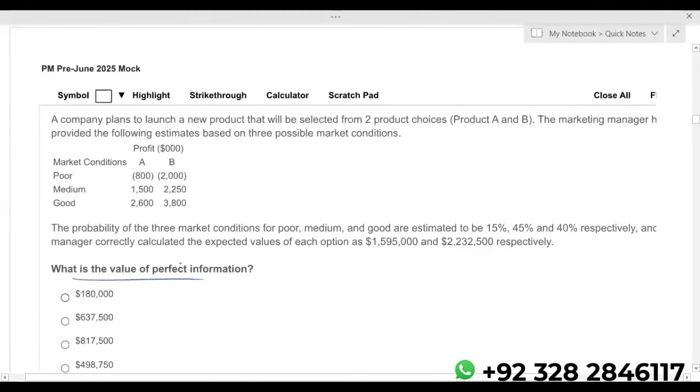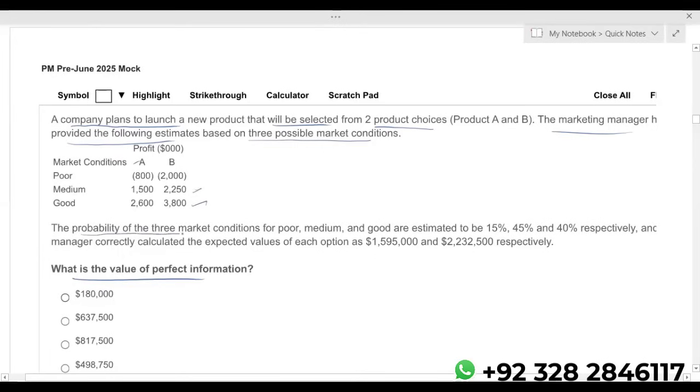What is the value of perfect information? Just work on each best outcome to get the value of perfect information. Let's see. A company plans to launch a new product that will be selected from two product choices, A and B. The marketing manager has provided the following estimates based on three possible market conditions. If I know that market condition is poor, logically I'll go for product A. If I know that I can make more profit when the market condition is medium, I'll go for product B. If condition is good, I'll go for B again.